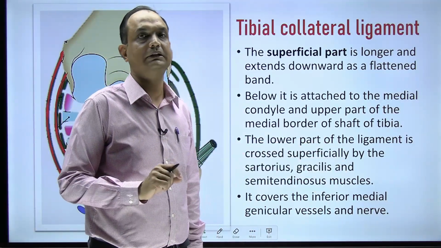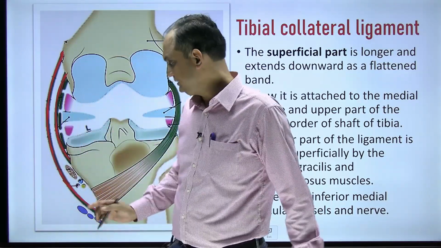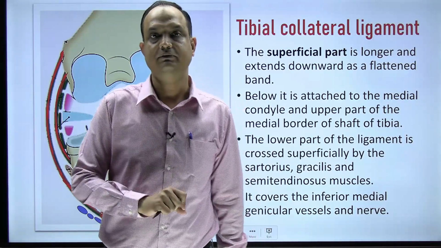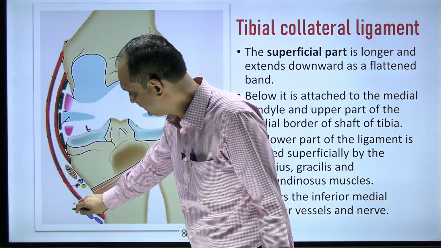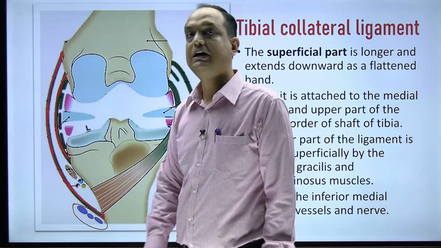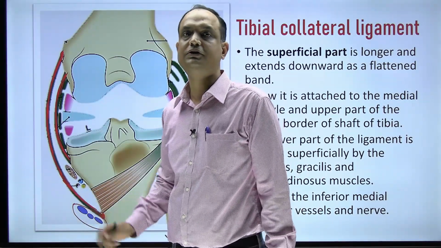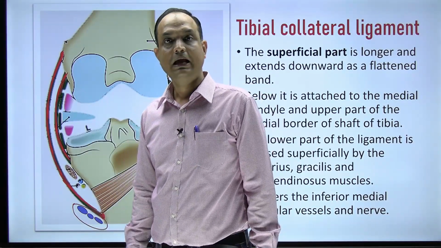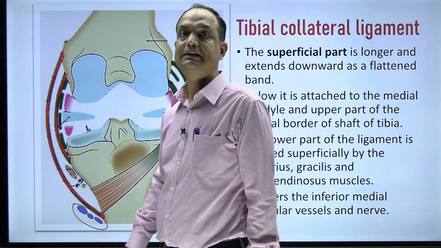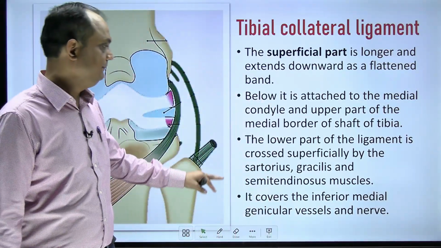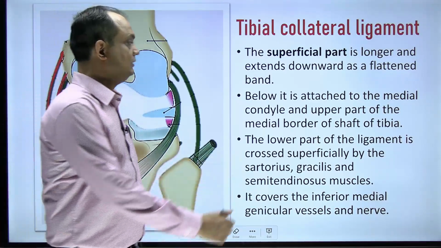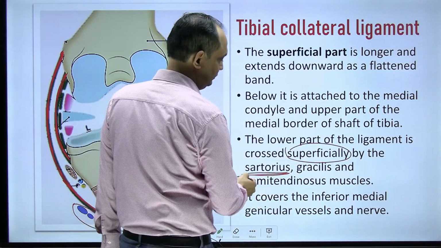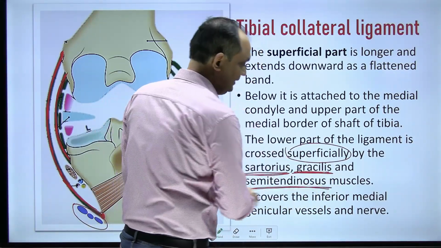Now the important thing is that when you are doing the dissection, this lower attachment of your superficial part is not visible. Why? Because here you can see these are the three tendons which actually lie superficial to this lower attachment, and these tendons you know are forming the pes anserinus, and these are sartorius, gracilis and semitendinosus. So this is the important question for your exam, that the lower part of the ligament is crossed superficially by the three tendons of sartorius, gracilis and semitendinosus.